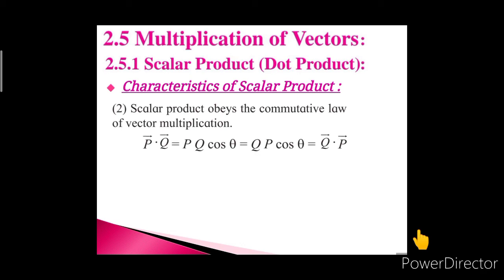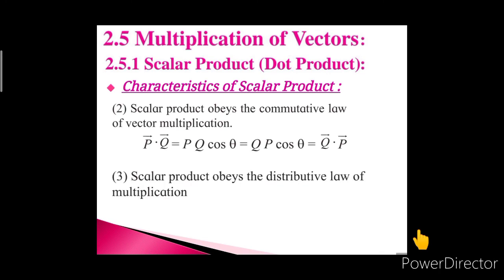The third characteristic we had studied is that the scalar product obeys the distributive law of multiplication. That means vector P dot, in brackets, vector Q plus vector R. So vector P is multiplied with each term in the bracket, and hence it is written as vector P dot vector Q plus vector P dot vector R.